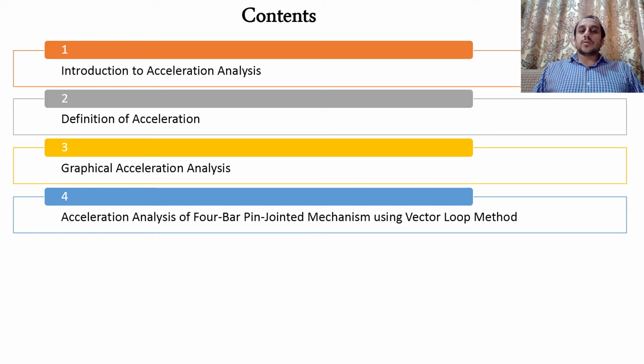We will start with the introduction to acceleration analysis, and then we will see the definition of acceleration as far as the kinematic analysis is concerned. Then we will go to the graphical acceleration analysis, which is one of the methods to carry out the kinematic analysis, and in the end we will shift to the analytical method of acceleration analysis using the vector loop method. Depending upon the time, we will see how many mechanisms we can cover in the vector loop method. At least we will cover the 4-bar pin jointed mechanism. Once again, it depends on the discussion and the time which will be consumed on these topics.